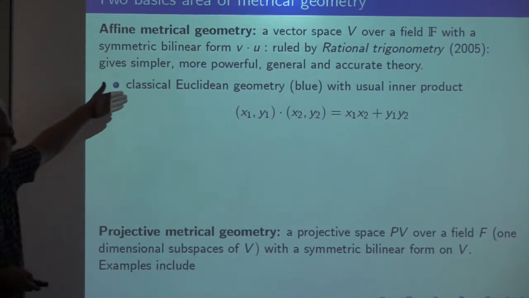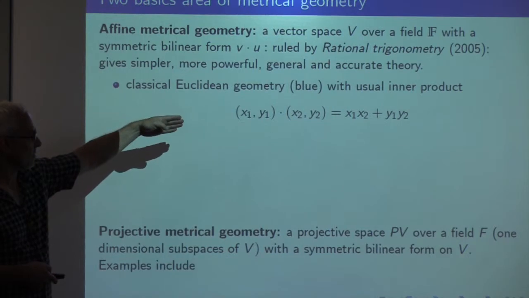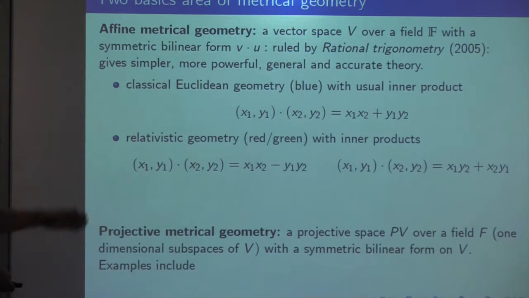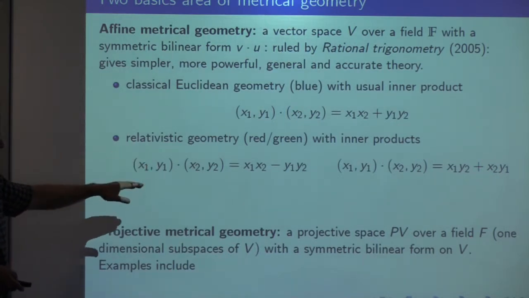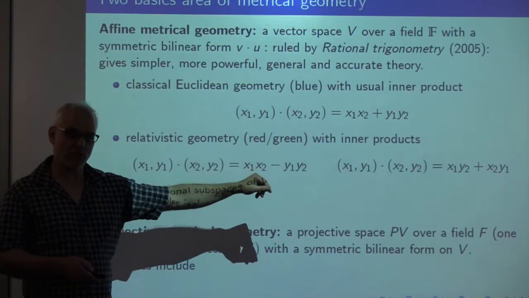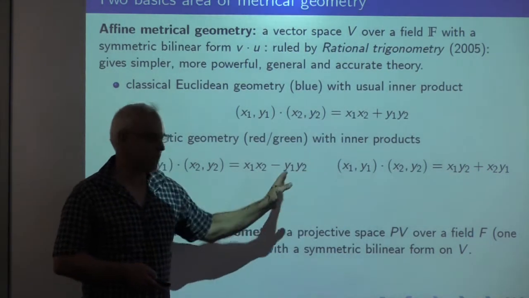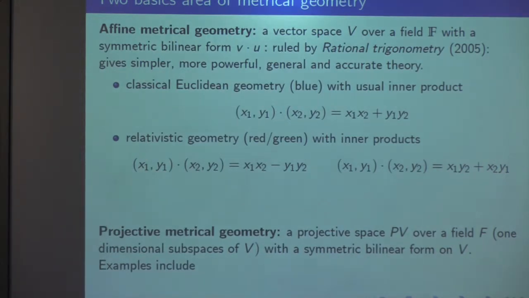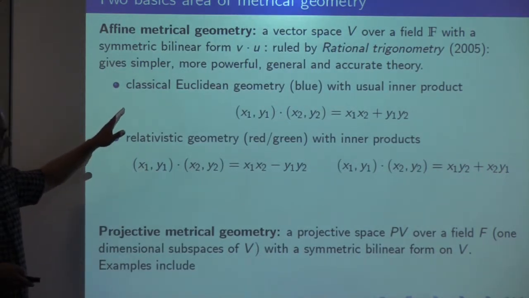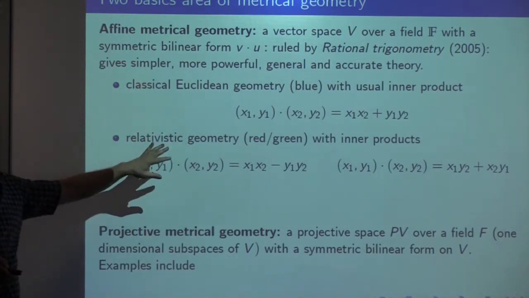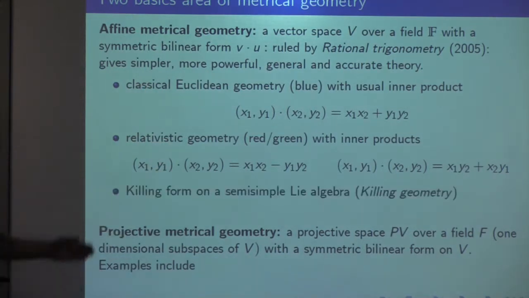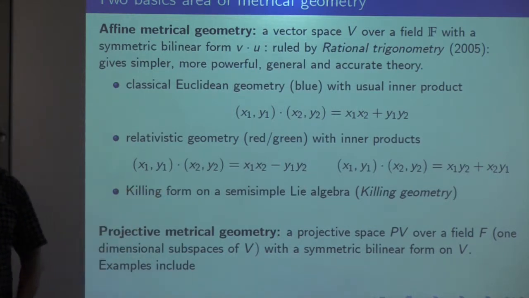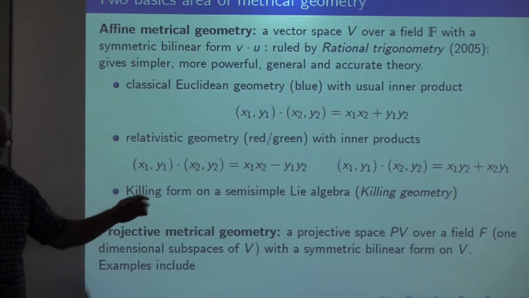So one classical example, of course, is the familiar dot product in Euclidean space, which I call blue geometry. And then we have relativistic variants where we consider a relativistic dot product. And these are just two different forms of relativistic dot product, which I would call red and green. So our geometries are going to work with this inner product, but also with this inner product just equally well. Another interesting symmetric bilinear form is the Killing form on a semi-simple Lie algebra. We can call that Killing geometry.